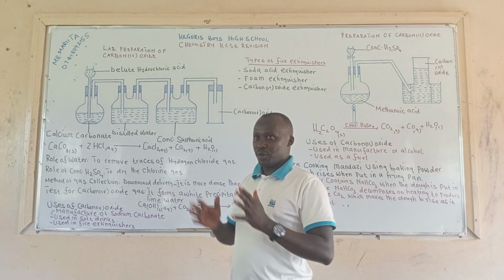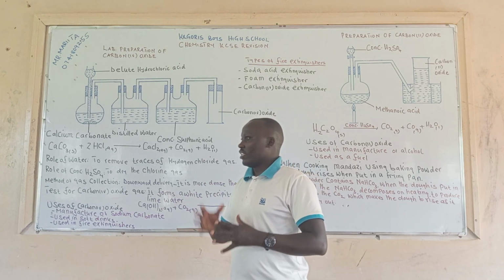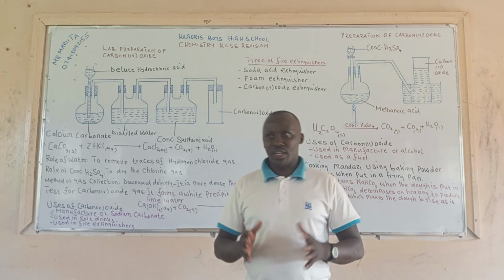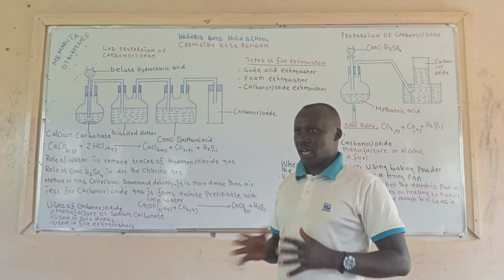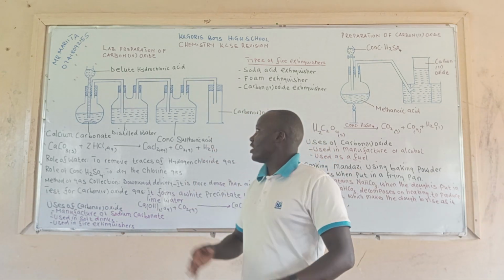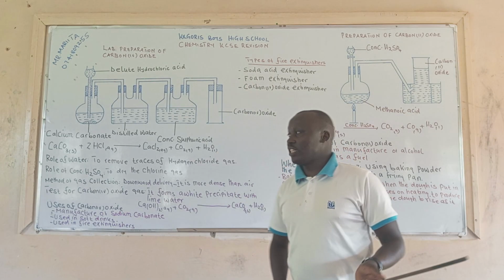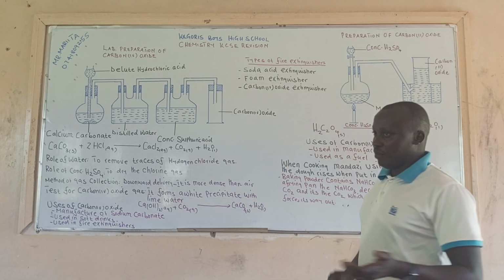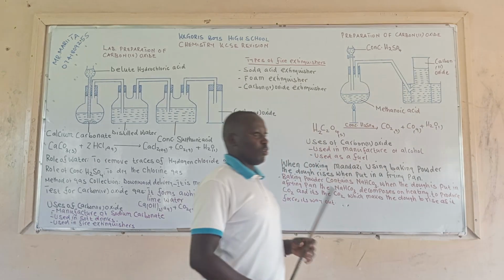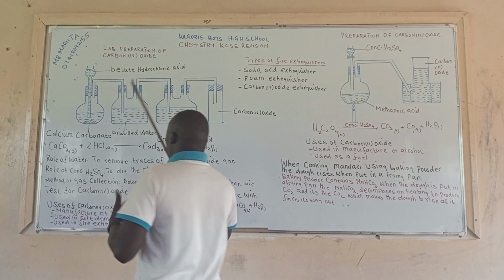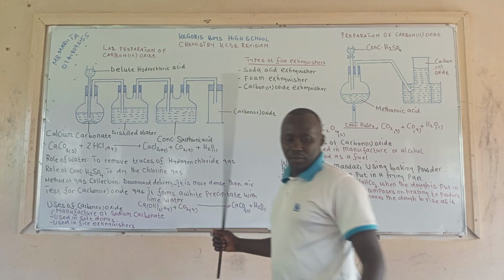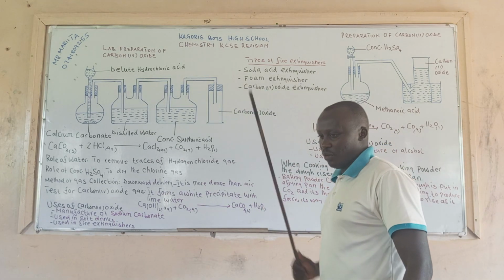Today we are looking at a very important topic in KCSE, that is Form 2, carbon and its compounds. And today we are looking at the preparation of gases, that is the laboratory preparation of carbon dioxide. So if we start from the first diagram, we have the laboratory preparation of carbon dioxide.